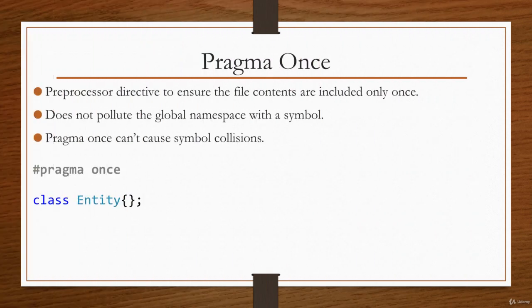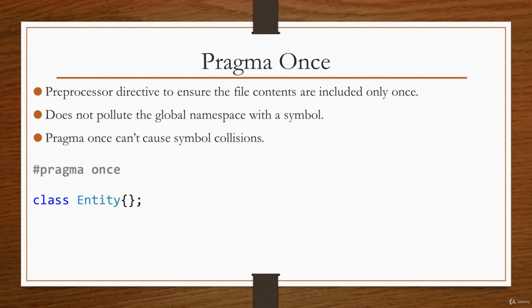Another way of preventing multiple inclusions is to use the pragma once preprocessor directive, and that's also going to ensure that the file contents are included only once. The benefit of this is that it does not pollute the global namespace with a symbol, and because of that it also cannot cause symbol collisions. We have an example at the bottom of the slide.